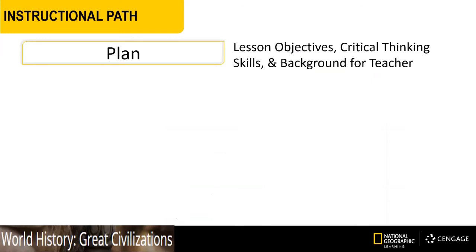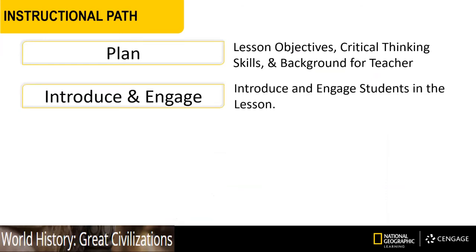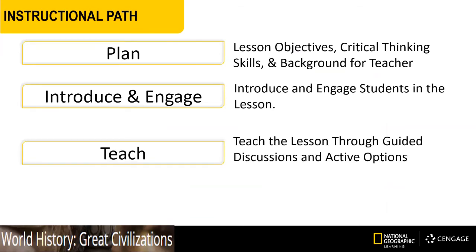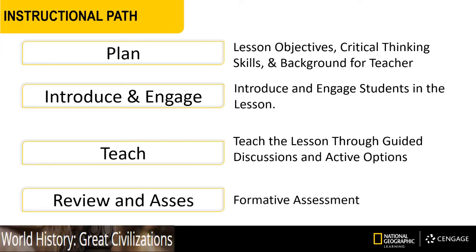A similar instructional path is followed throughout world history. A typical lesson is laid out in a 2 to 4 page spread format. First, we plan by outlining the lesson objectives, critical thinking skills, and background for the teacher. Next, we introduce and engage students in the lesson. Then we teach the lesson through guided discussions and active options. And finally, we assess students through historical thinking.